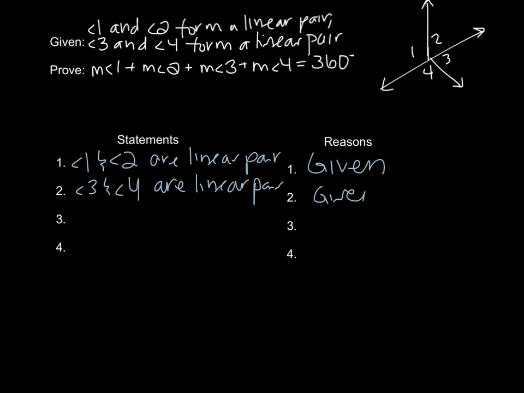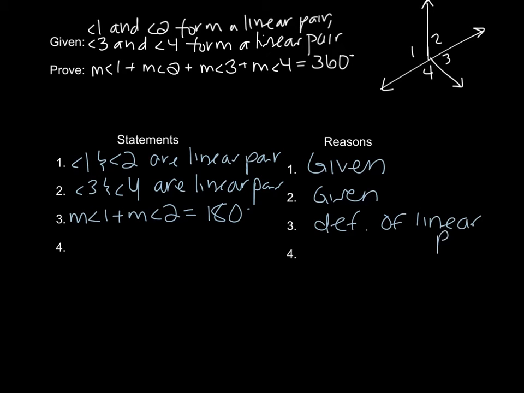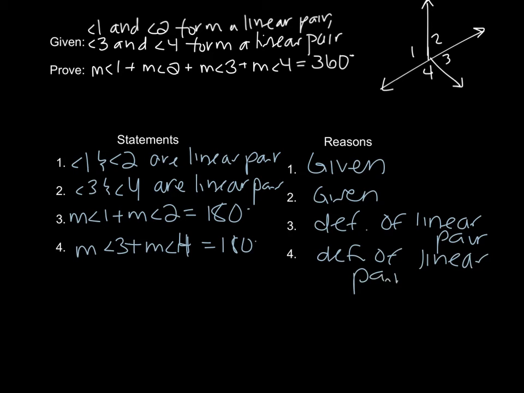and that's given. So that means that angle 1 plus angle 2, I don't need to write it like that. It needs to be written measure of angle 1 plus measure of angle 2 equals 180 degrees, and that's because of the definition of a linear pair. All right, we know that a linear pair adds up to 180 degrees. The same is true here for the measure of angle 3 plus the measure of angle 4 equals 180 degrees, and that's also by the definition of linear pair. You could have combined a couple of these steps, that's fine.